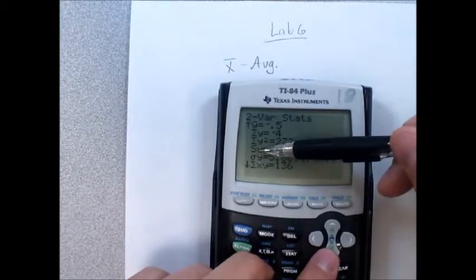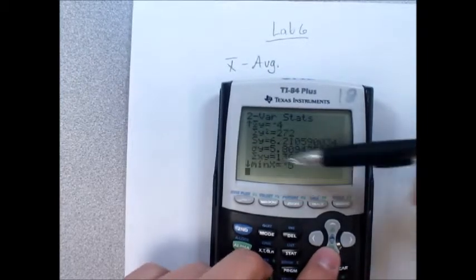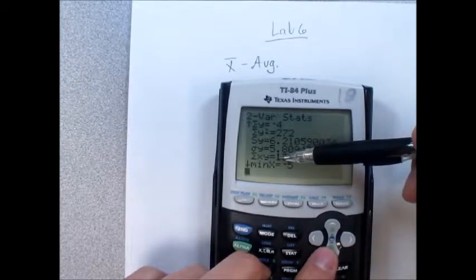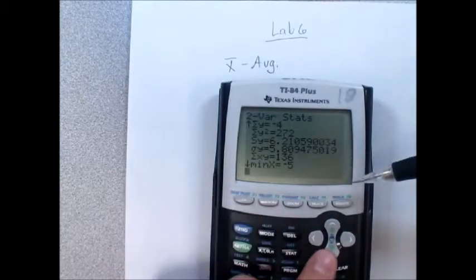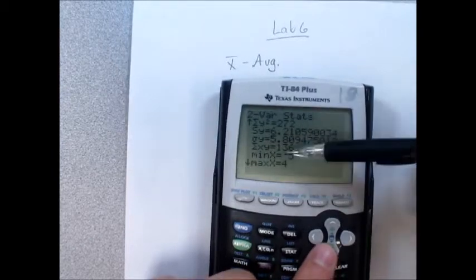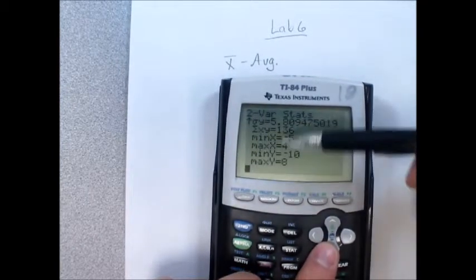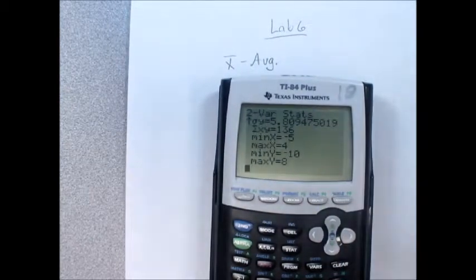Okay, and then you start seeing your standard deviations again, and then the sum of both of them combined. So the sum of the X's and Y's all added together. We'll get to that right there. Next, the minimum of the X's, the maximum of the X's, the minimum Y, max Y. Okay, so it gives you all that information again.